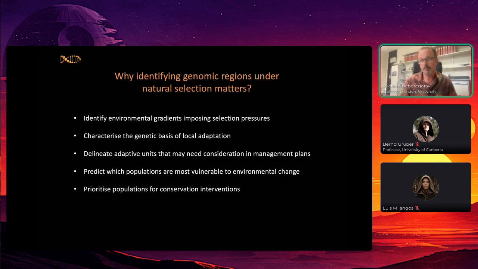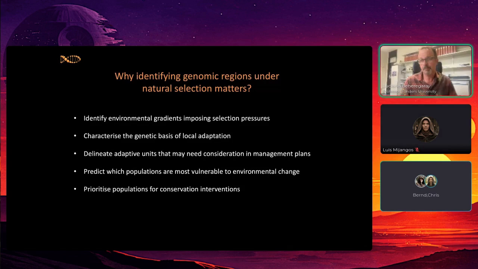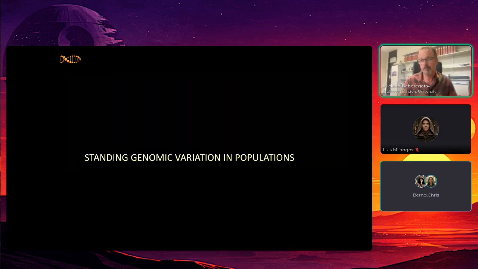So yes, a lot of these things are possible these days, because we are in this fantastic moment in history of biology that pretty much anyone with adequate resources out there and a good sampling design can characterize the standing genomic variation in populations.